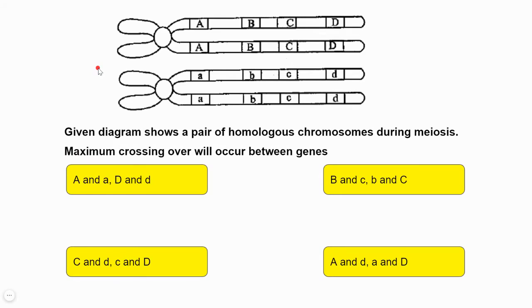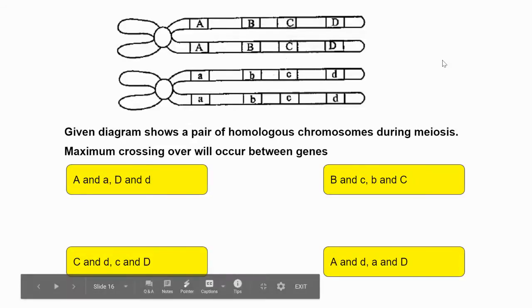Let's look at another question. Here you are actually seeing two homologous pairs. One homologous pair where two chromosomes are visible, and the genes on the chromosomes are also shown on each chromatid. The given diagram shows a pair of homologous chromosomes during meiosis. Maximum crossing over will occur between which gene pairs? Note, I am asking gene pairs, not alleles. So which two gene pairs will cross over the most? Pause, think. Maybe if you want to draw and work it out, do it in your notebook.